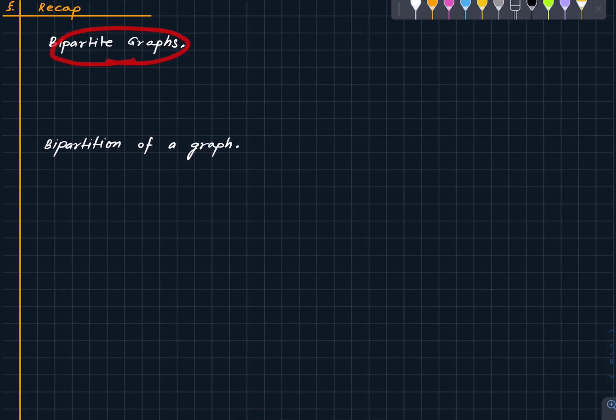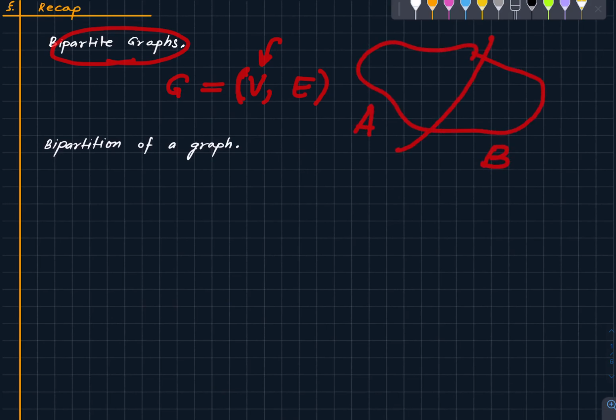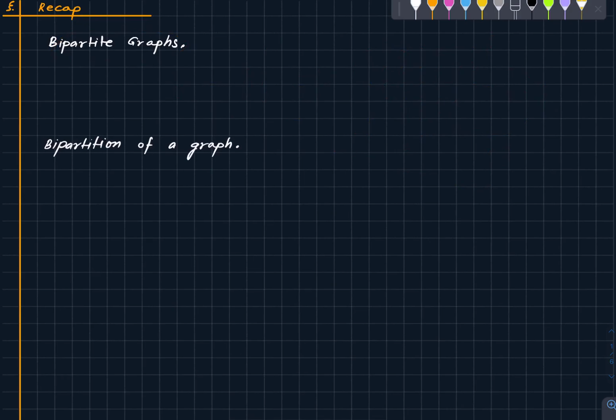A bipartite graph is a graph G with vertex set V and edge set E, and for convenience, you may assume that V is a finite set, but it doesn't matter. So we say G is bipartite if one can partition the set V into two non-empty parts, A and B, such that whenever you pick an edge from the set E, one endpoint of the edge is in A and the other endpoint is in B. So if there exists such a partition, we declare that the graph is bipartite.